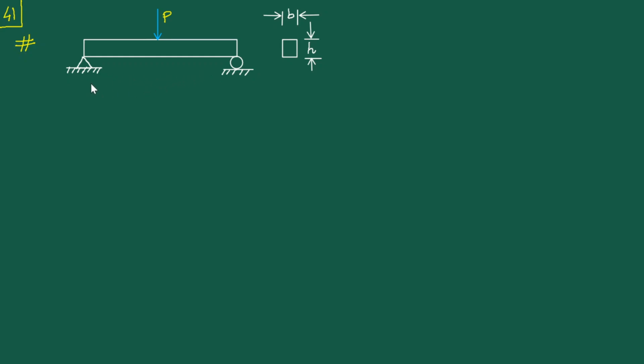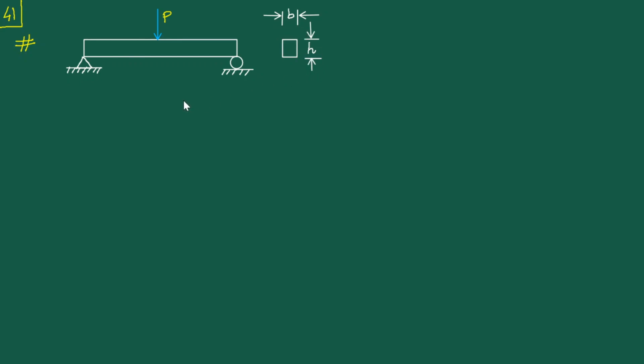So you understand that this entire length is L, and this point force P is acting at a distance L by 2 from the left end. The cross section is also very familiar to us, the simplest of cross sections, the rectangular cross section having width b and height h.